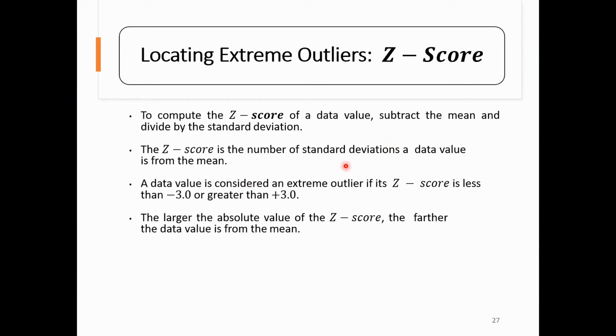The Z score is the number of standard deviations a data value is from the mean. So that is how you would interpret the Z score. Right. So if your Z score is less than -3 or greater than +3, you would consider that data value as an extreme value. The larger the absolute value of the Z score, the further the data value is from the mean. So how do you calculate the Z score of a particular data point? Simply take the data point, subtract the mean value of that data set, and divide it by the sample standard deviation of the data set.